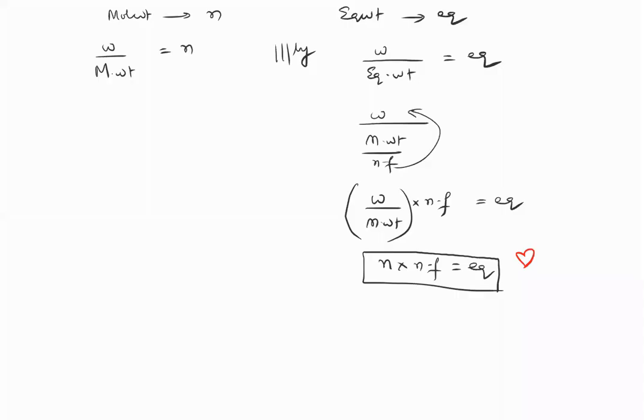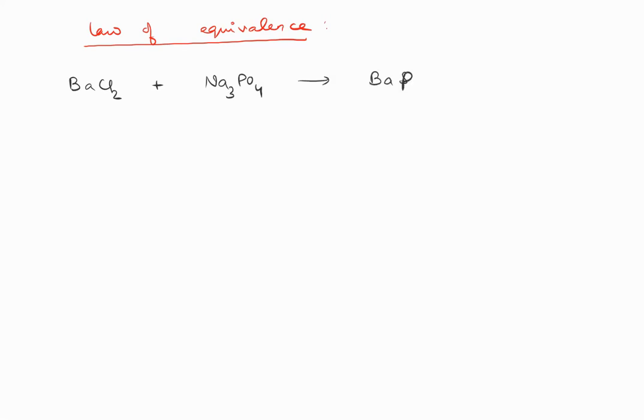We are going to do something called the law of equivalence. First I'll show you the law and then we're going to use it. So let's take a non-redox reaction, which will make our lives easier. I'm going to take the reaction between barium chloride and sodium phosphate. In this reaction, we get barium phosphate and NaCl. Let's balance them. So 3 barium, so I'll put 3 here, 2 phosphate, so I'll put 2 here. So there are 6 NaCl.